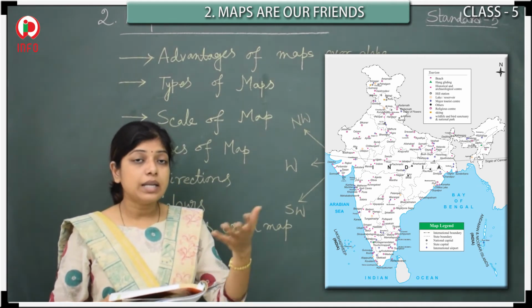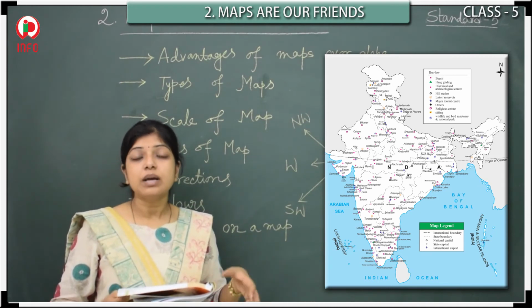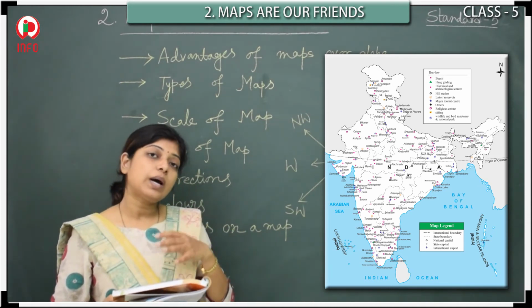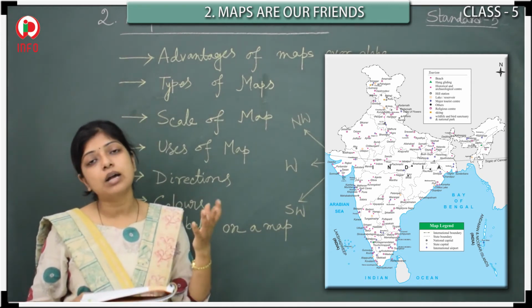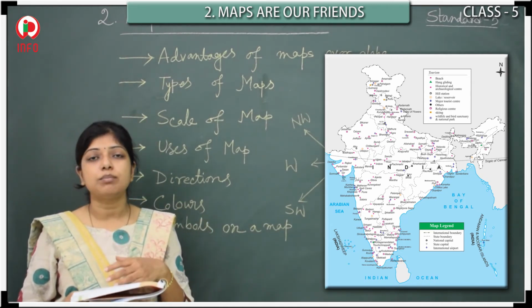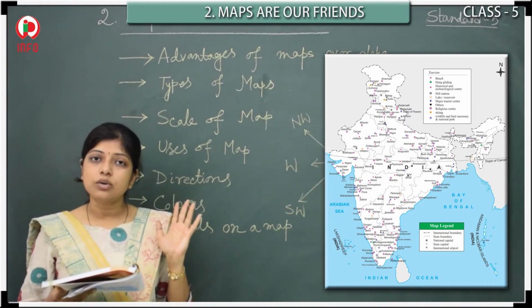Yellow color: if any area is built up or under construction, that is represented with the yellow color, and the urban areas also are represented with the yellow color.